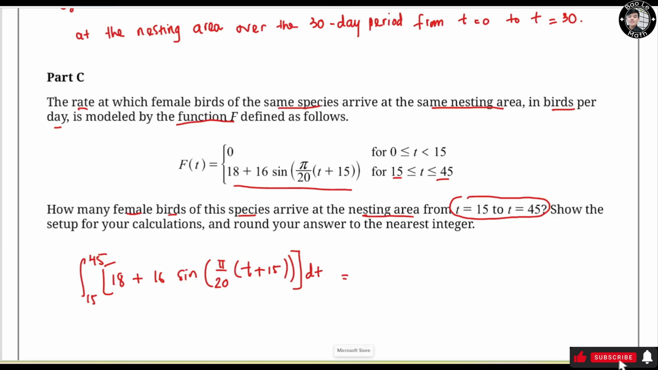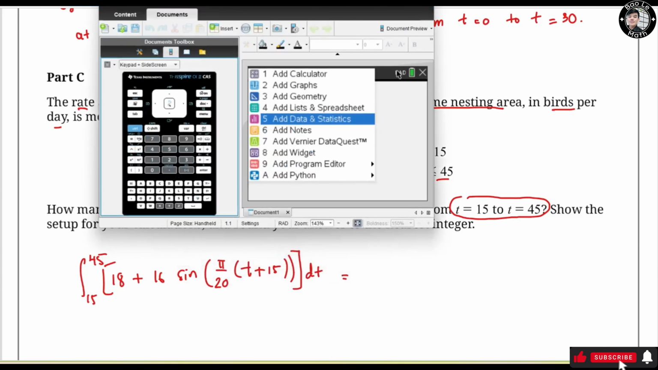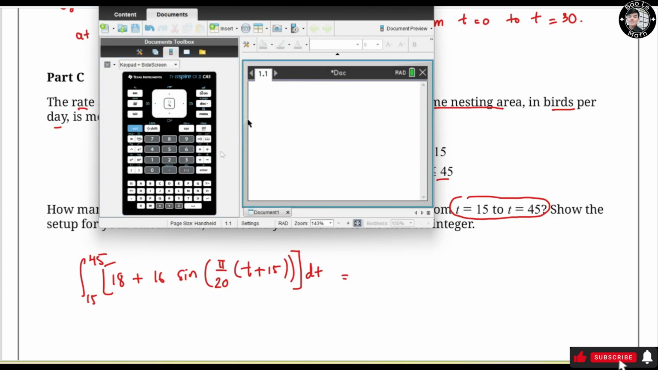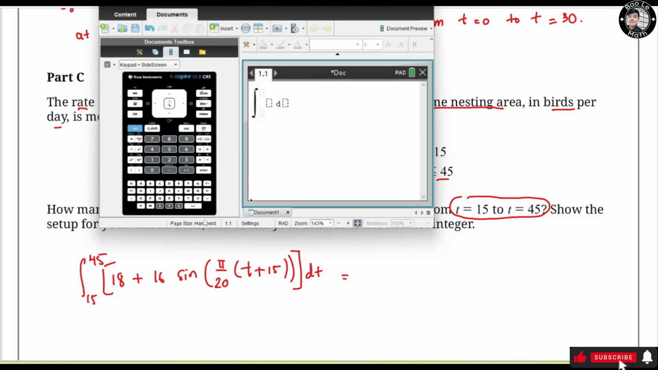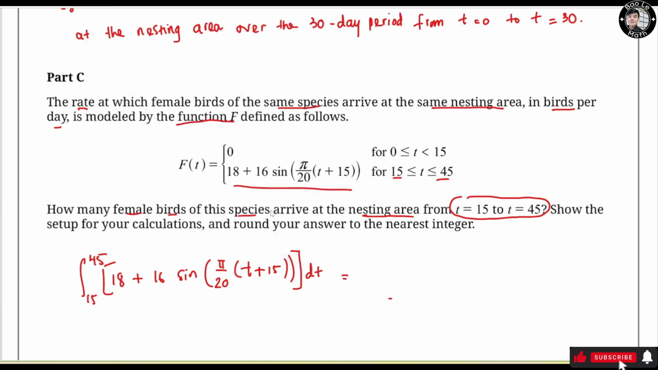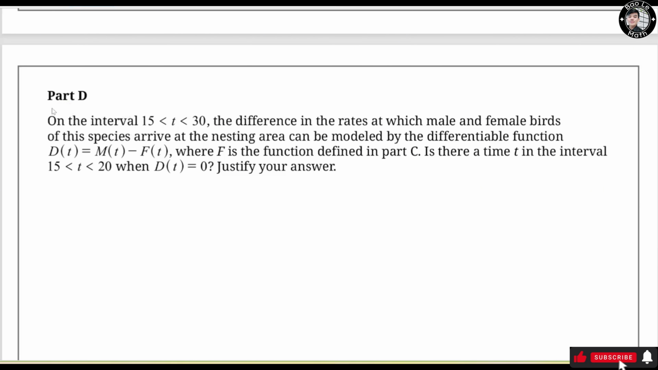Now since this one is a calculator active problem, we need to pull up the calculator. So we're going to hit the button right here, input the integral from 15 to 45. Now you're going to input the expression right here. Then hit Control Enter. It's going to say 641.859, right? But the question wants you to round your answer to the nearest integer. So it's going to be approximately 642 birds, right?